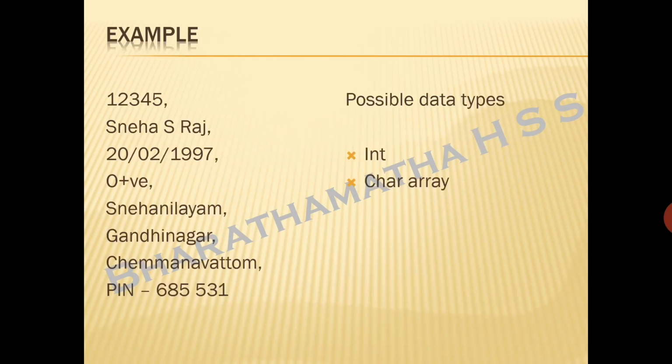Now look into this example. You have your register number, name, date of birth, blood group, address and PIN code of a student. All these are a collection of data which are logically related to one student. Now, the possible data types here are integers and characters, and a character array, which is derived from character.